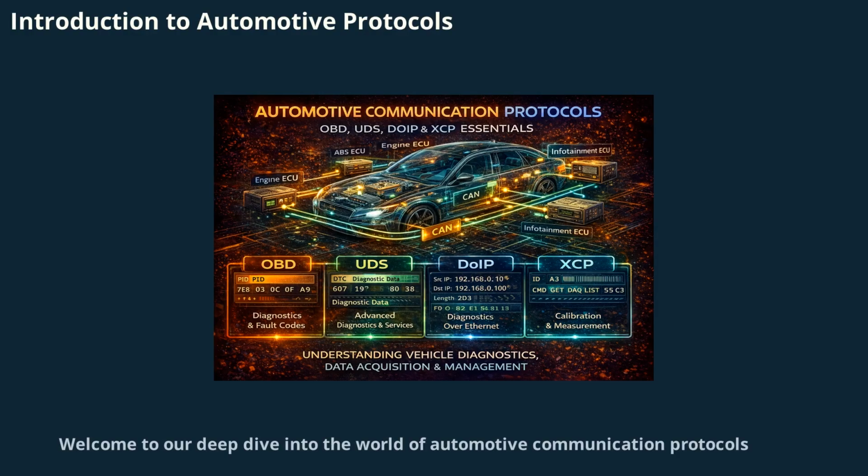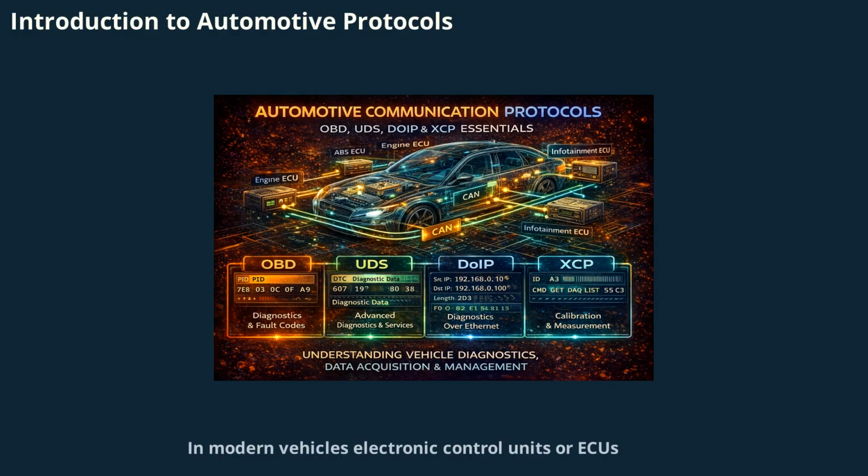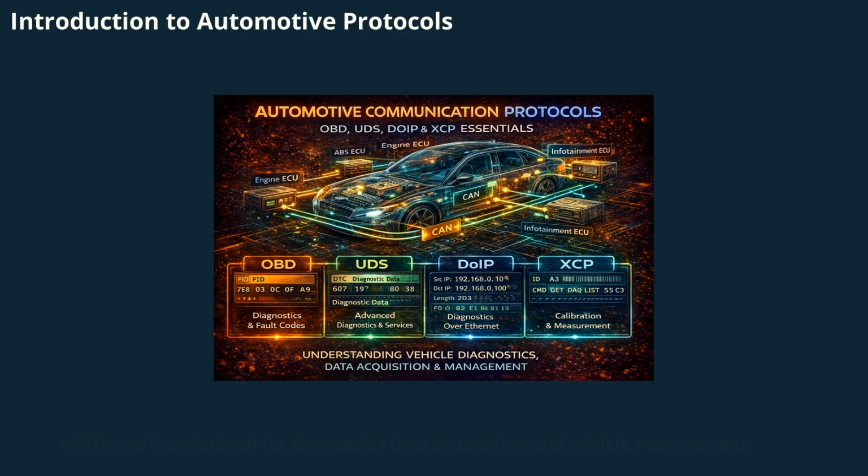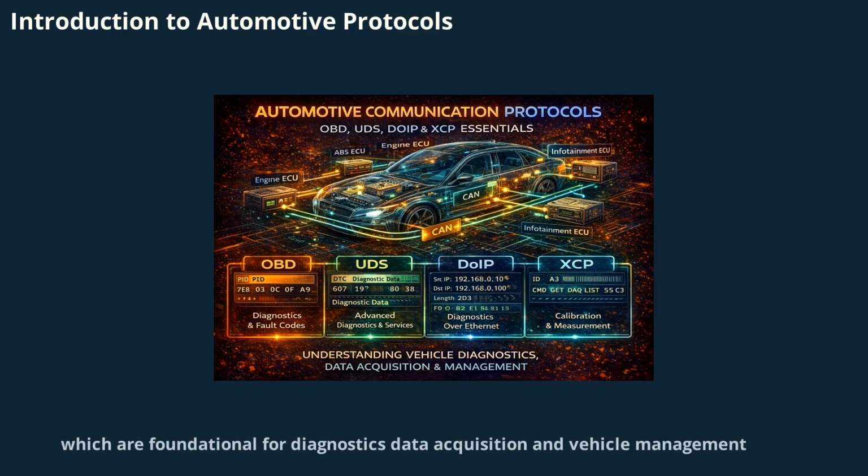Welcome to our deep dive into the world of automotive communication protocols. In modern vehicles, electronic control units, or ECUs, rely on a variety of protocols to communicate, diagnose, and calibrate systems. Today we'll explore the essentials of OBD, UDS, DoIP, and XCP protocols, which are foundational for diagnostics, data acquisition, and vehicle management. Understanding these protocols is crucial for engineers, technicians, and anyone interested in how vehicles operate at a digital level.